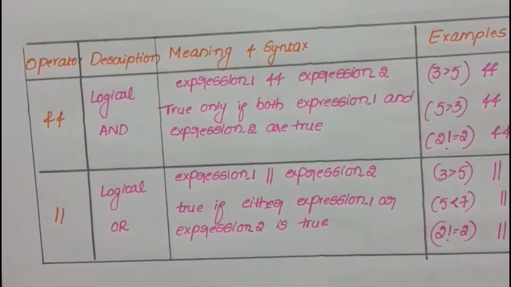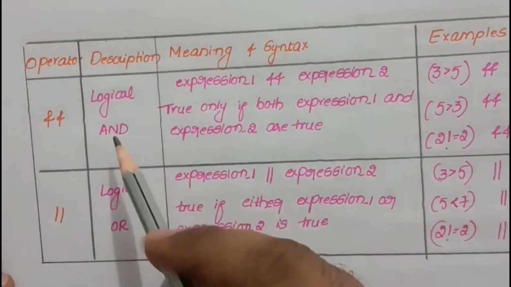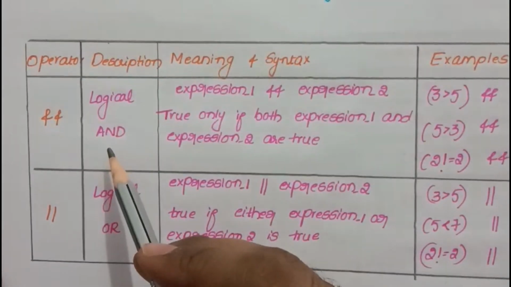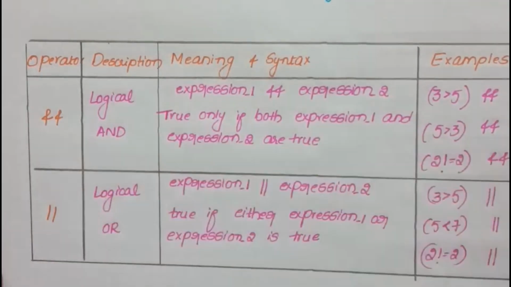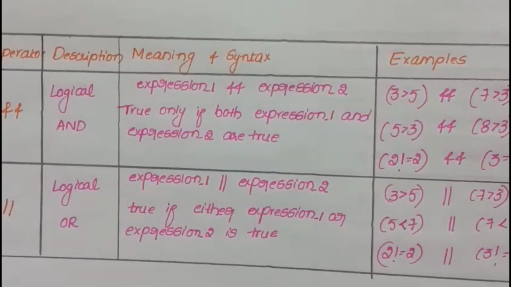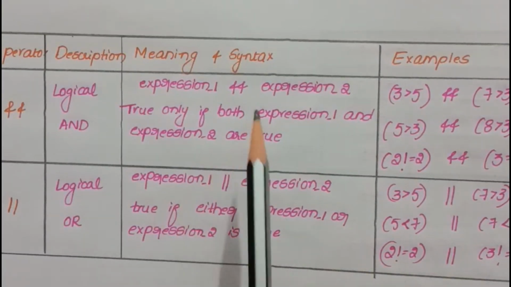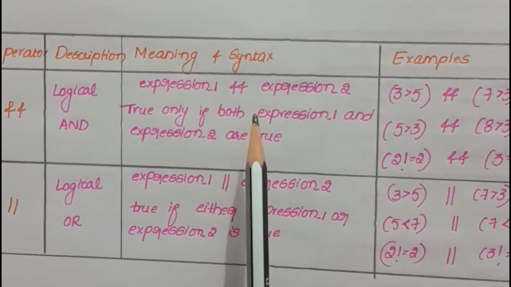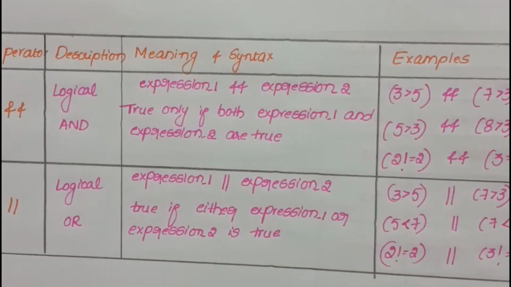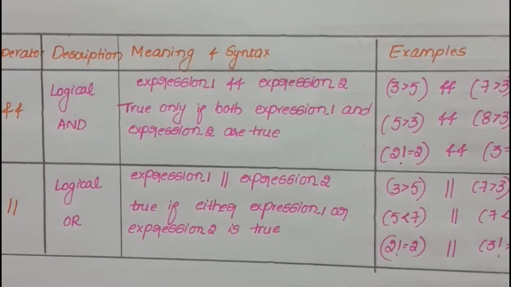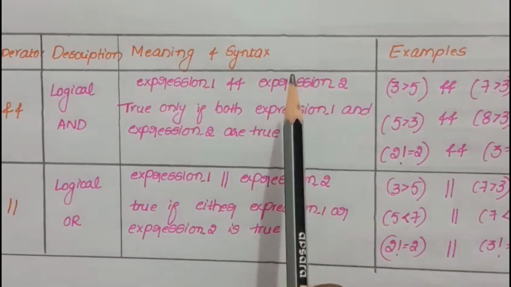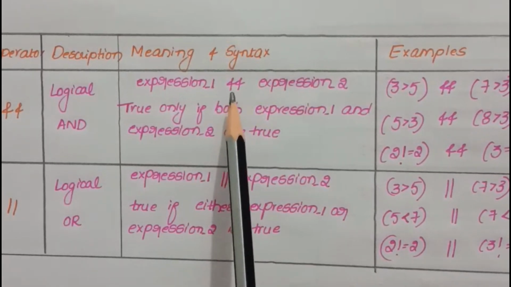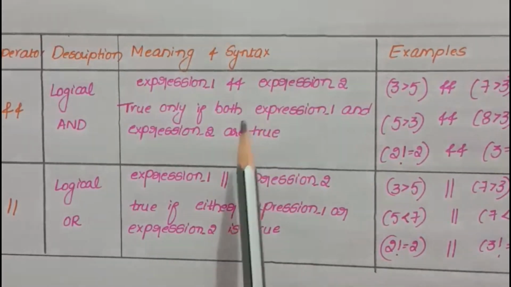There are two types of logical operators. One is logical and, represented by two ampersands, and the second is logical or, represented by two parallel lines. Meaning and syntax: there will be two expressions and we want to check whether the ultimate value of the entire expression is true or false. For that, we will use logical and or logical or.